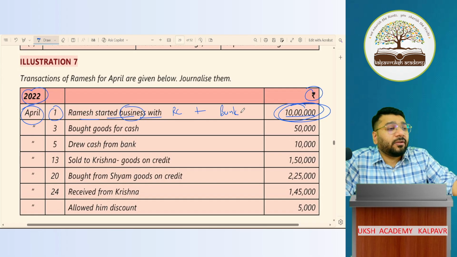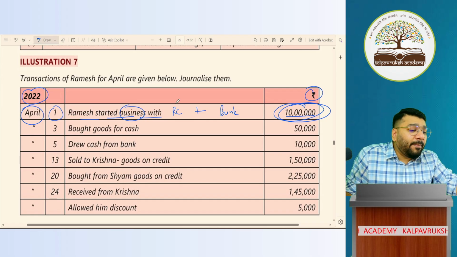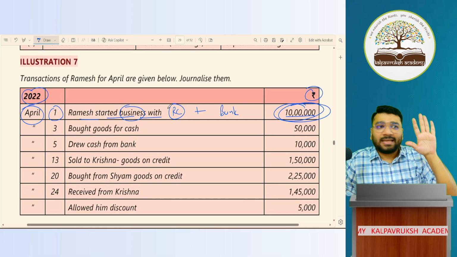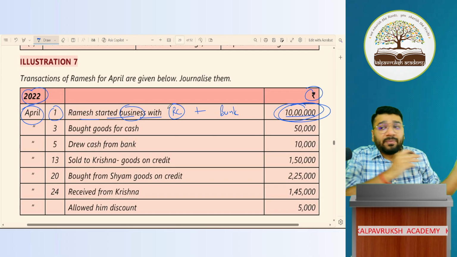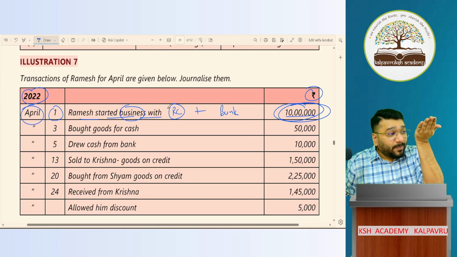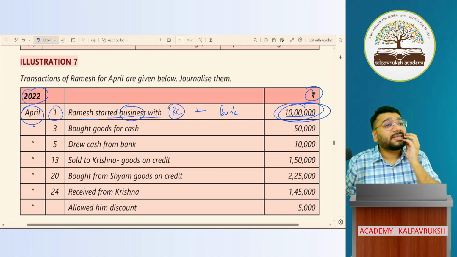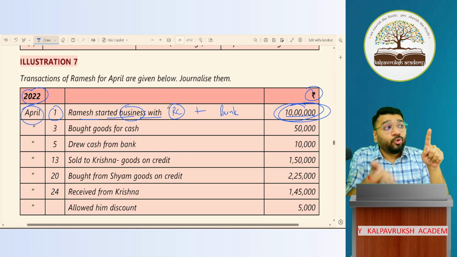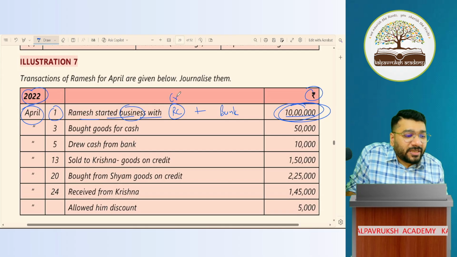So Ramesh Capital, I'll classify under what category in modern rule? Capital. Okay. Here, if Ramesh keeps on giving more and more capital to the business, the internal liability of the business will increase or decrease? It will increase. Correct? So capital is what balance? Credit balance. To increase capital, credit. So Ramesh's capital, I will credit.